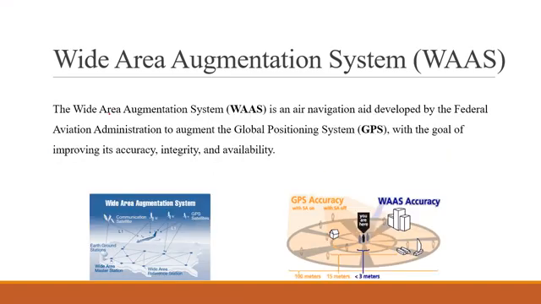The Wide Area Augmentation System is an air navigation aid developed by the Federal Aviation Administration to augment the Global Positioning System with the goal of improving its accuracy, integrity and availability. As I told you, it is used for accuracy and precision. So you may see the wide area augmentation system here.